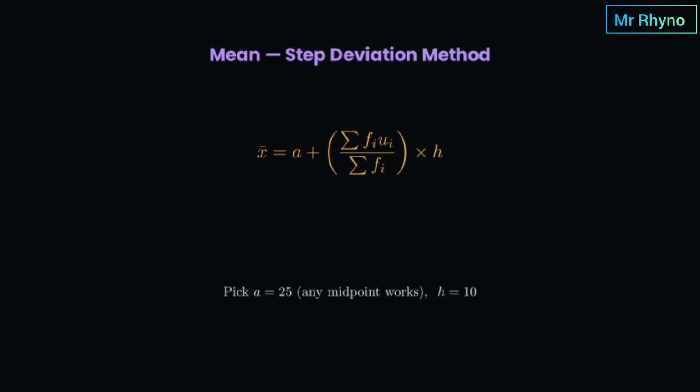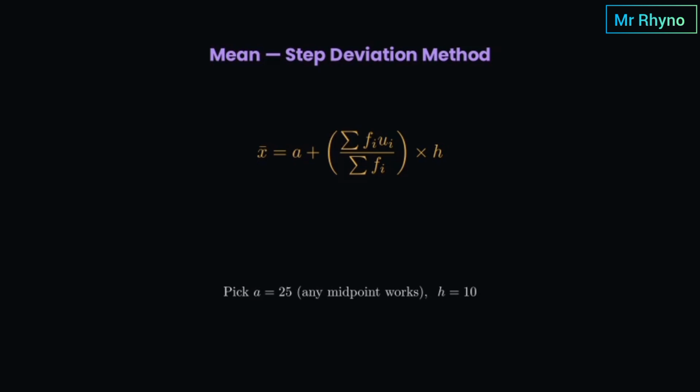Now here is a shortcut, especially if our midpoints are larger numbers. For this one, our formula is x bar equals a, which is the assumed mean, plus the summation of fu divided by the total frequency, multiplied by the height h. We pick any point as our assumed mean. For instance, let's use 25, and our class width is 10.